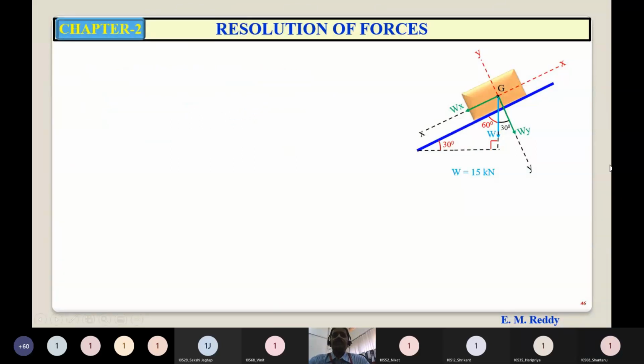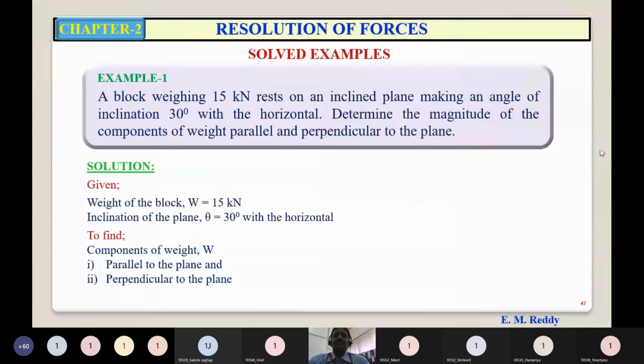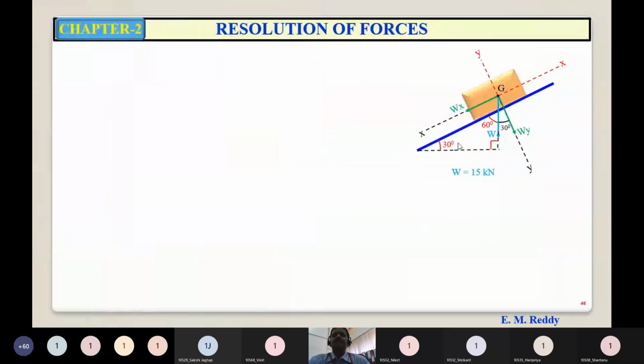Here the point to be noted in the statement: determine the magnitude of the components of weight. So nothing to do with the direction. Therefore, specifically they have asked magnitude. Okay. Because I am taking this slope of inclination like this. Somebody may take the inclination like this with the horizontal at 30 degrees. In that case, the direction and the sense of these components will change. No? Therefore, you have to find out the magnitude only.